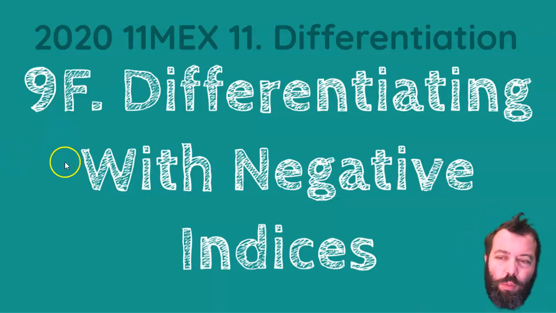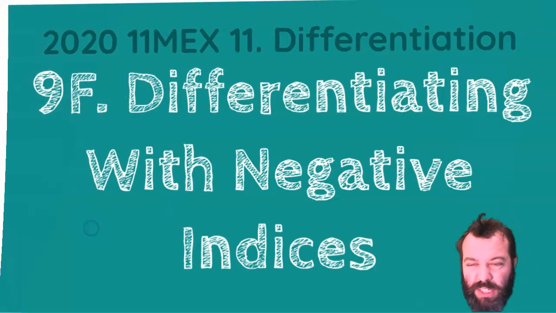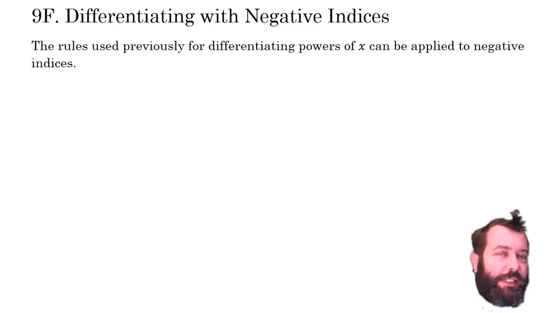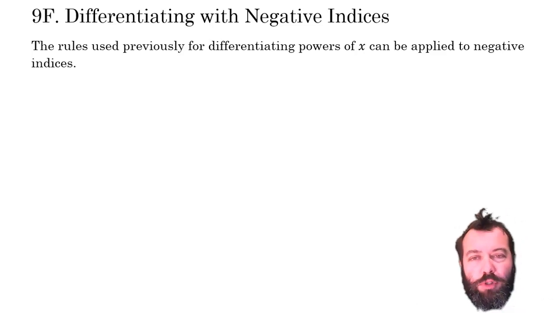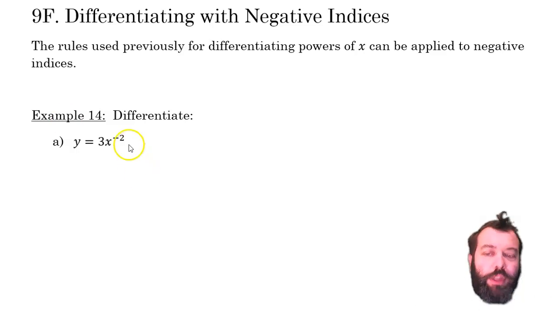So this will be fairly brief because it's not horribly complicated, because we just use the same rules we used for positive indices, right? We can use that same shortcut, bring the power down out the front and reduce it by 1. Just be careful when you are subtracting 1 from a negative number, okay, that you're not actually adding 1. Common fault. So, here's a function with a negative index.